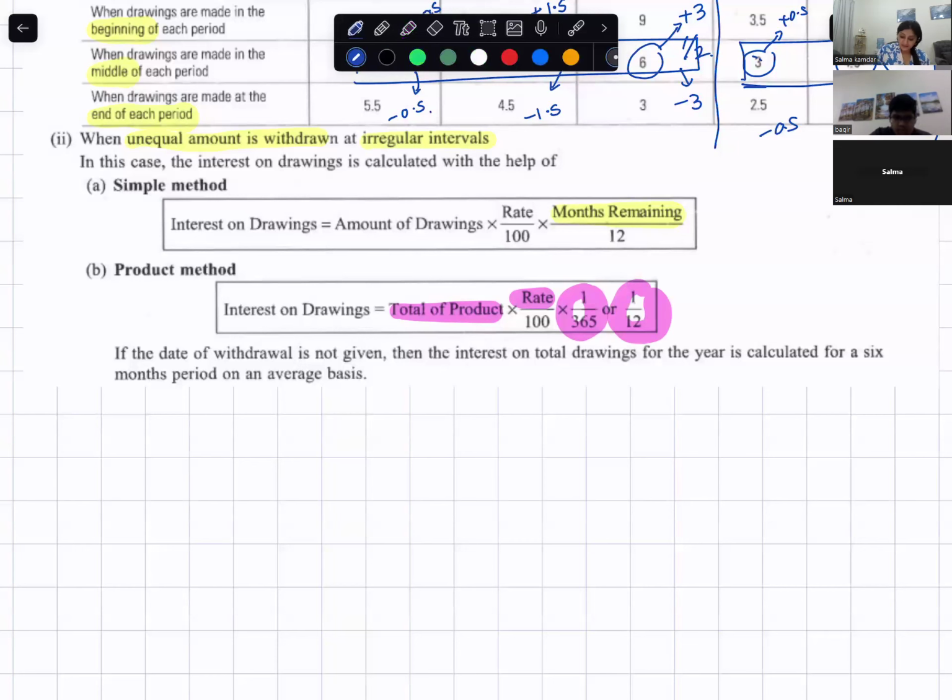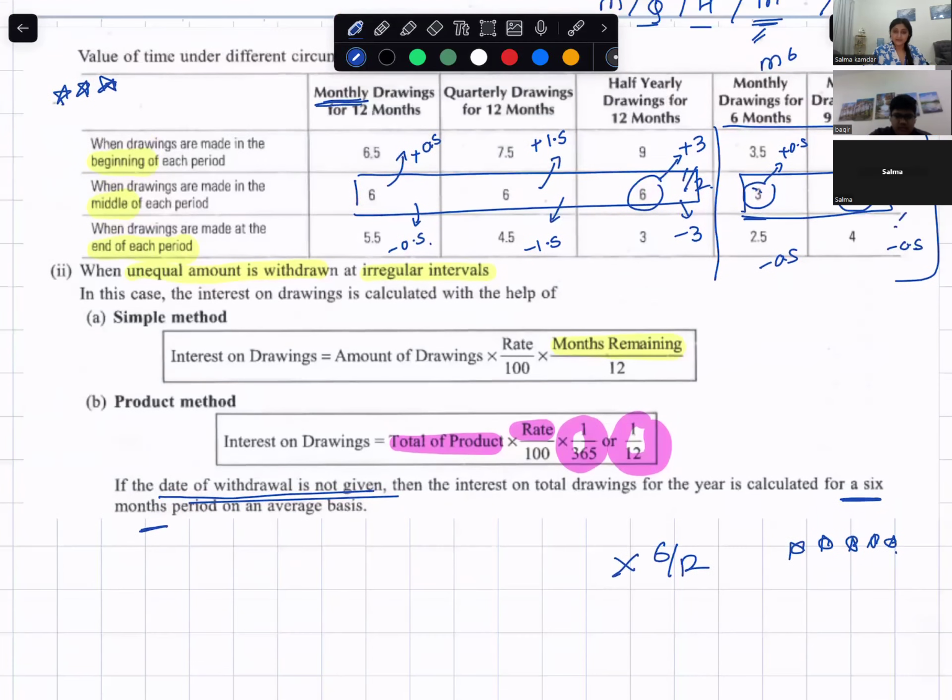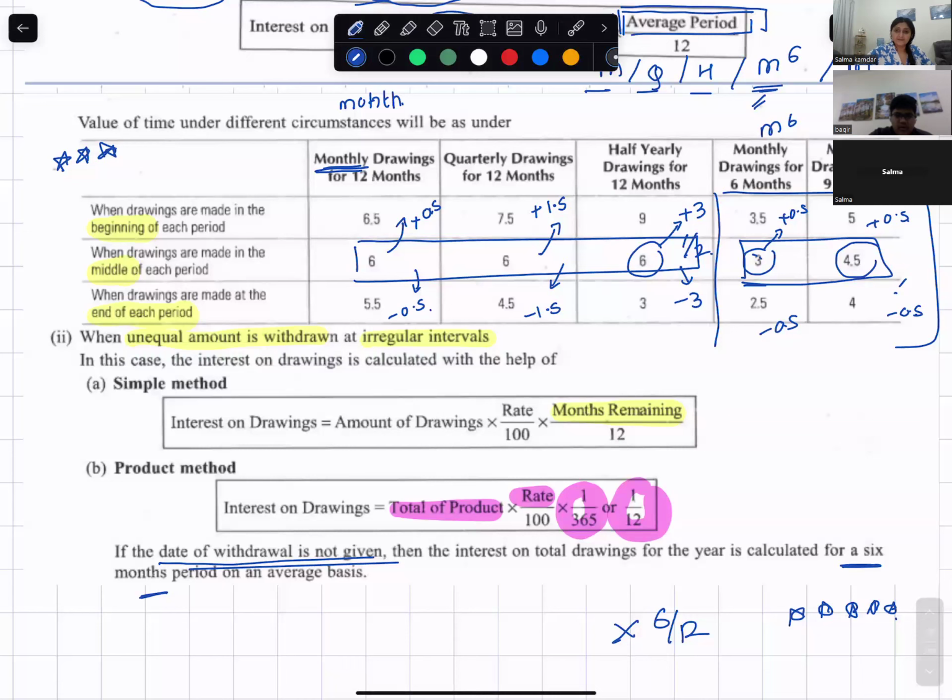When nothing is mentioned, if the date of drawings is not given to you, then interest on drawings is calculated for 6 months, into 6 by 12. This is very, very important. What is important? If the date of drawings is not given, interest on drawings is calculated by 6 upon 12. 6 months, 6 upon 12.